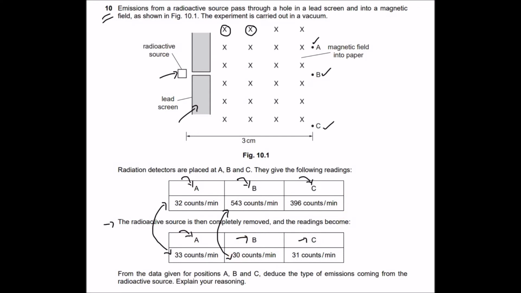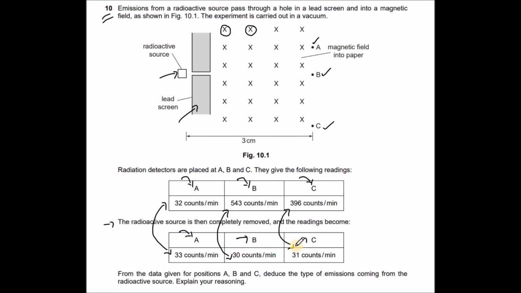At C, look at this. Now the count recorded is 31 counts per minute. If you compare with the first one, it's very clear. In the presence of the radioactive source, 396 counts per minute, and after the removal, we are getting 31 counts per minute. Remember one thing, after removing the radioactive source, you are getting some counts on the radioactive detector. What are these counts and what is the reason? Remember one thing, these counts are because of background radiation.